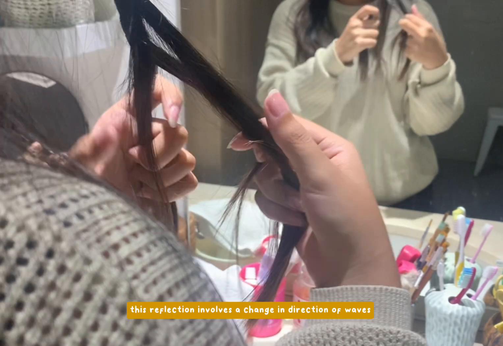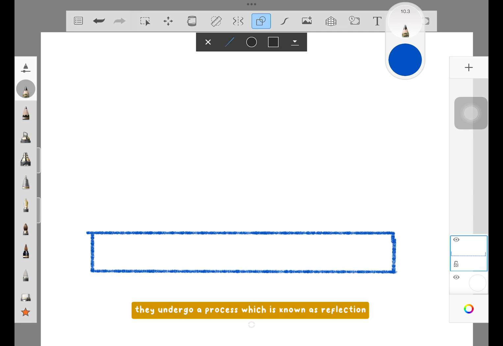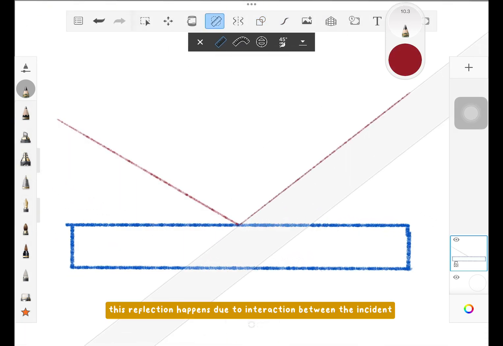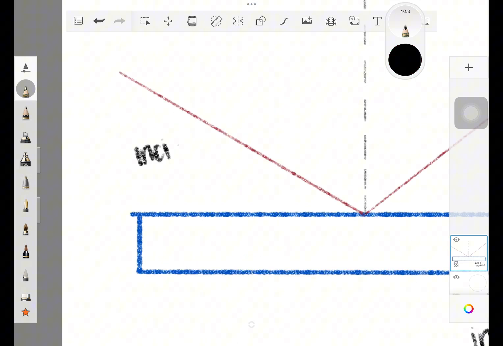This reflection involves a change in direction of waves when they bounce off a barrier. This reflection also refers to when a wave strikes an object or surface and bounces off. Then the wave bounces back at a boundary. When light waves encounter a mirror, they undergo a process which is known as reflection. This reflection happens due to the interaction between the incident light waves and the smooth surface of the mirror.